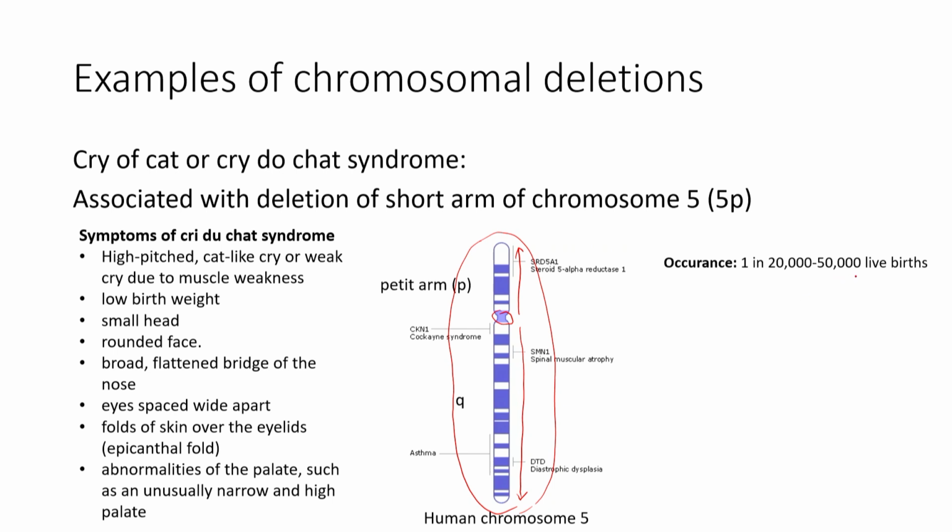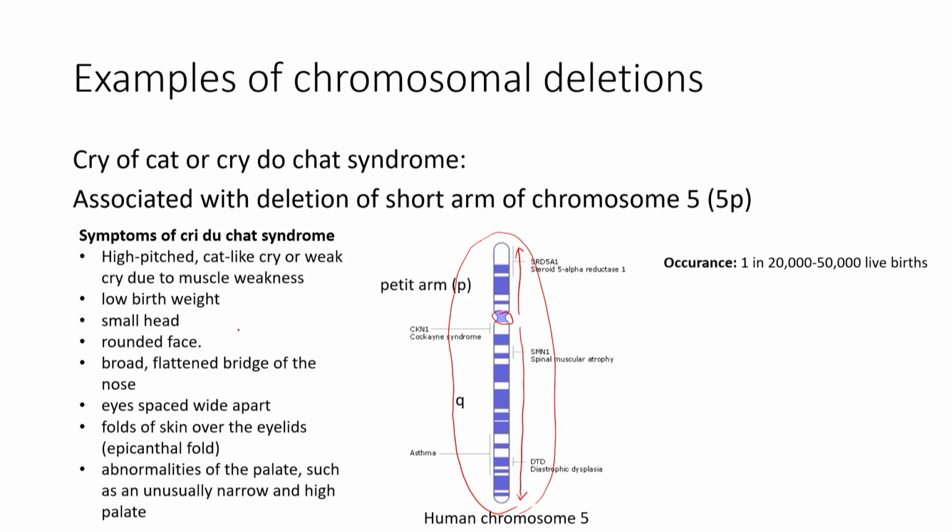So, what kind of occurrence is this? This is in 1 in 20,000 to 50,000 live births. The symptoms are high-pitched, cat-like cry of the baby or weak cry. This is due to muscle weakness. They meow like cat. They cannot cry loudly.